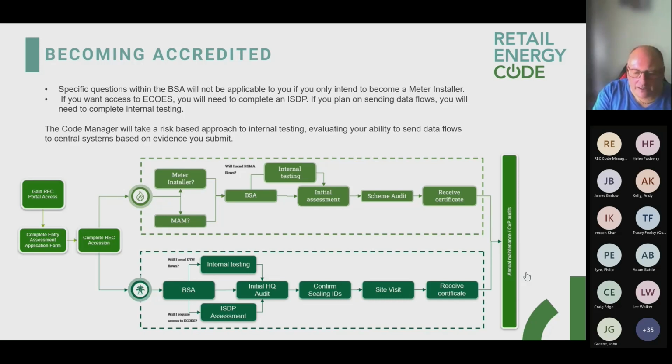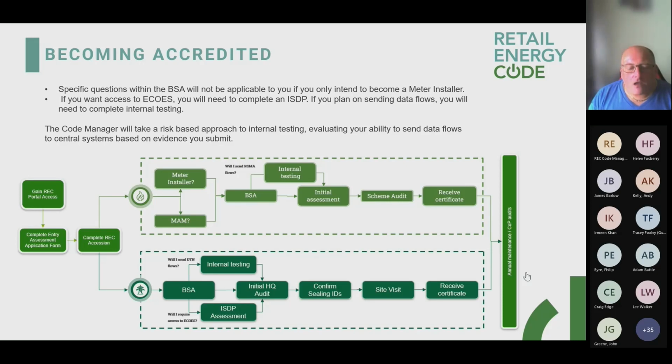The electricity is slightly different. Again, for electricity, you still have to fill in a business solutions architecture document. Now, the interesting thing is there are two routes. Will I be sending information on the data transfer network? You would then have to prove your internal testing, that you are capable of doing that. Or will you actually require access to the ecosystem? If you remember, it's now called the Electricity Enquiry Service, the EES.